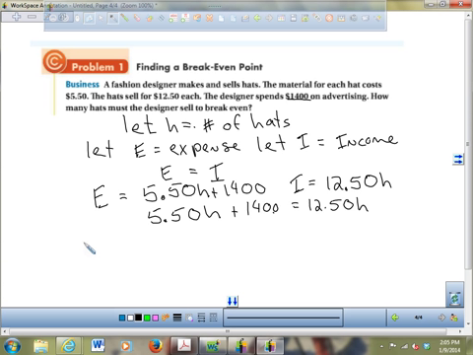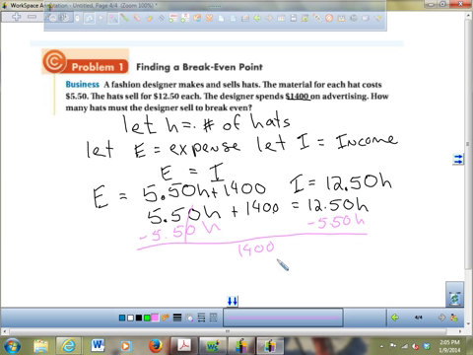How do I solve that? You know how to solve that? Go ahead, Danny. So you subtract 550H? Nice. I'm going to subtract 550H from both sides. Yeah, good. From both sides, 550H, and I get 1,400.